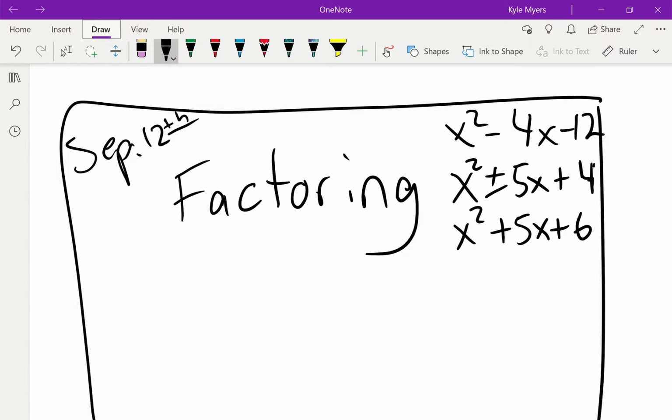Hey guys, Mr. Kyle with Myers Mathematics, and today is September 12th, so we're doing 4 videos on factoring. You can see them over here in the top right: x squared minus 4x minus 12, x squared plus 5x plus 4, x squared minus 5x plus 4, and x squared plus 5x plus 6.